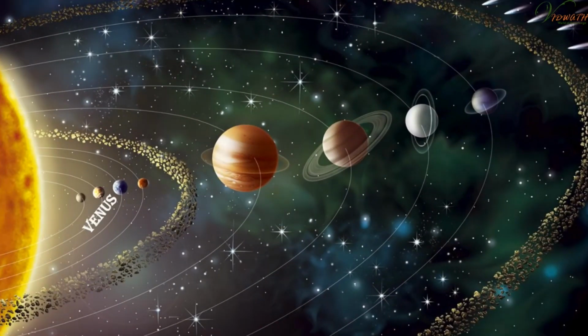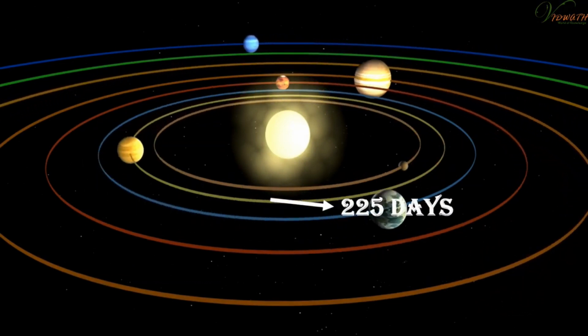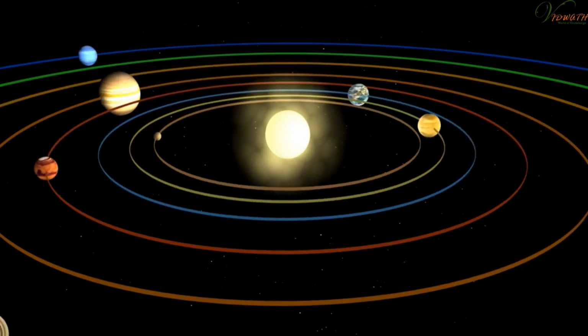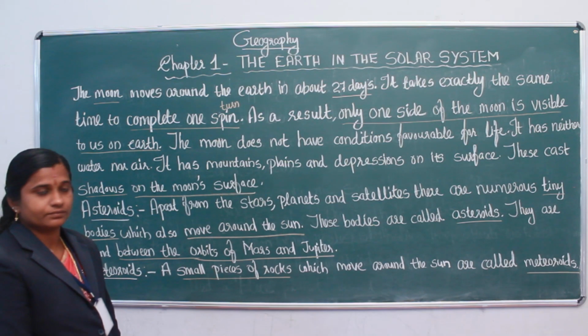Venus is the second closest planet to the Sun. It takes about 225 days to complete one revolution around the Sun. It has no satellites or moons. Venus rotates from east to west.